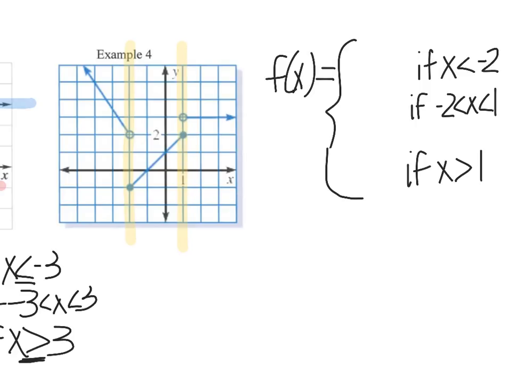So first thing we want to do is look at the part when x is less than -2, so to the left of this line. That would be this one right here. So let's identify that. I'm going to highlight that one in red. So that is our line when x is less than -2. And what we need is the slope and the y-intercept. So first thing we want to do is try to identify the slope.